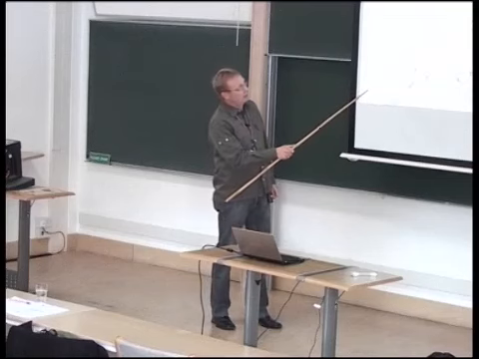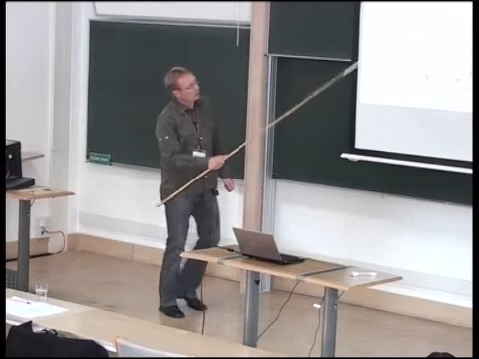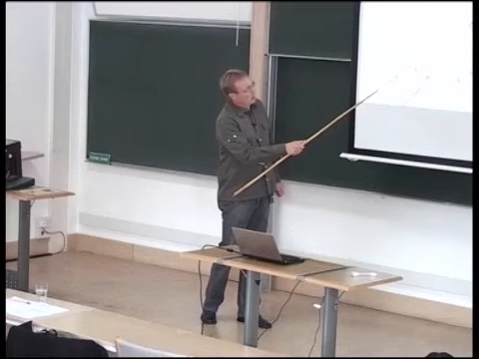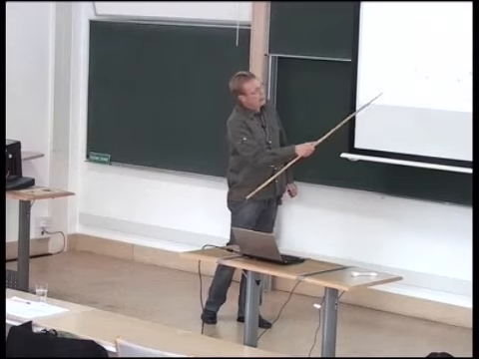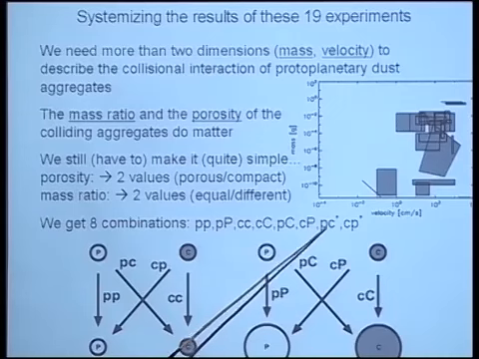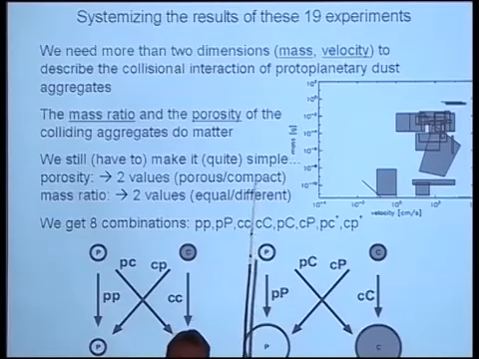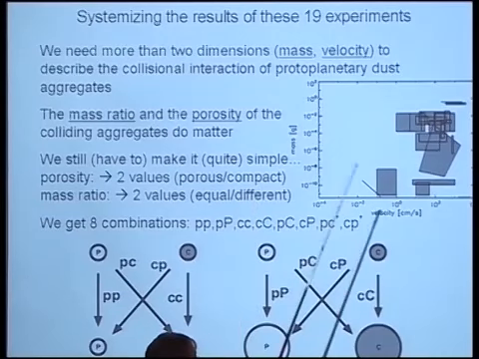So a small porous particle may collide with an equal sized small particle, pp. This is that collision. A small porous may collide with a large porous. This is that collision, and so forth. So there's 8 combinations that is possible, and the little PC and CP are a little different. So this is asterisk here. So 8 combinations of porosity and mass ratio on top of the mass velocity parameter space.